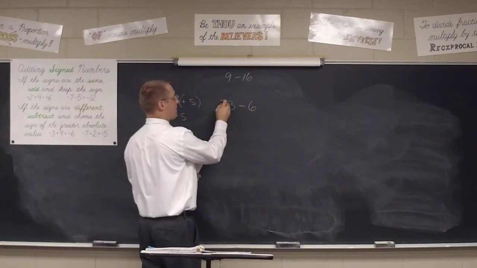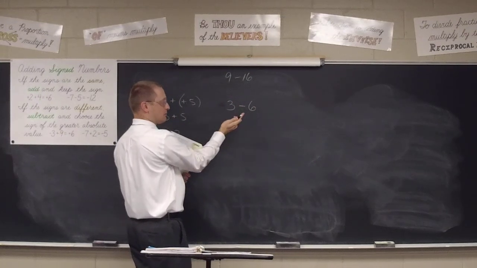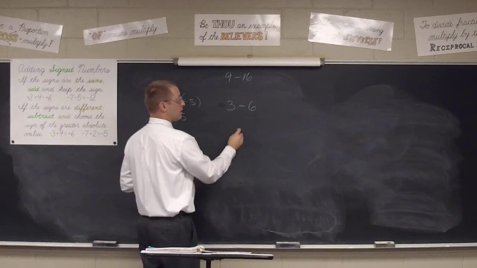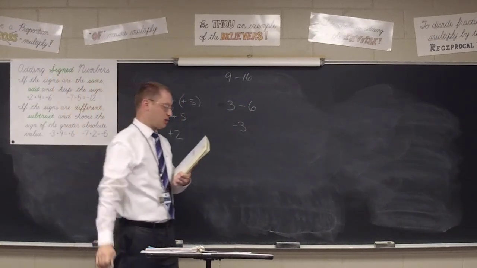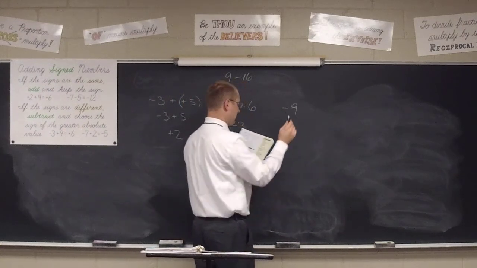So I'm just going to write +3, -6, or 3, -6. Signs are different. 3, keep the negative because the negative is greater. That gives -3. On the next one, -9 plus -4.